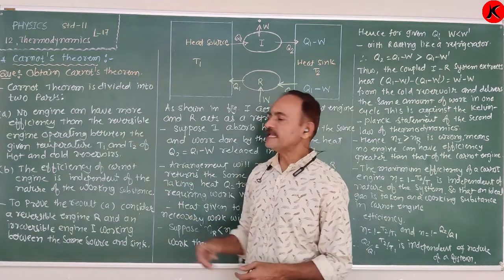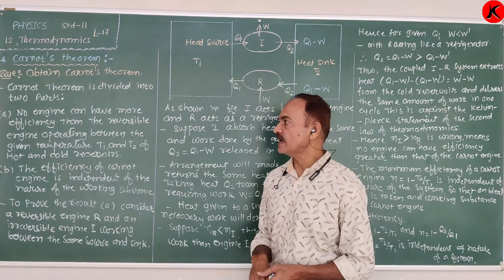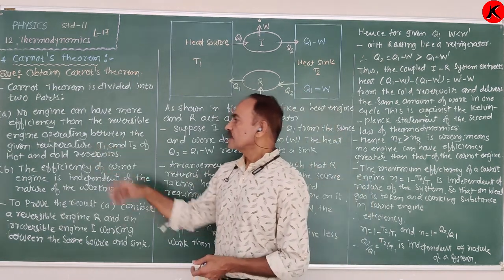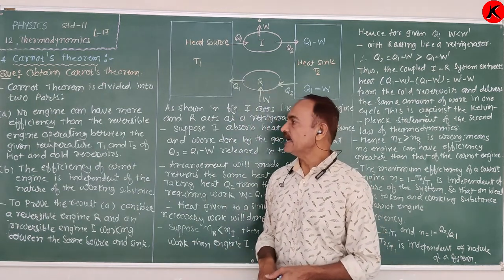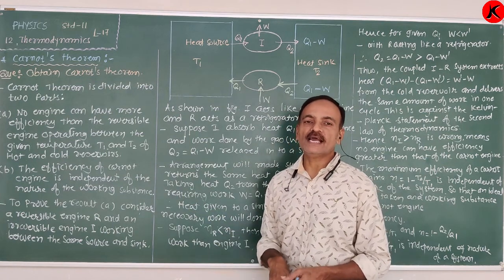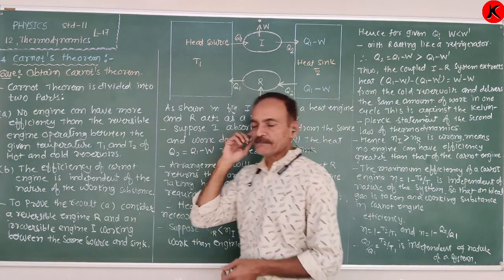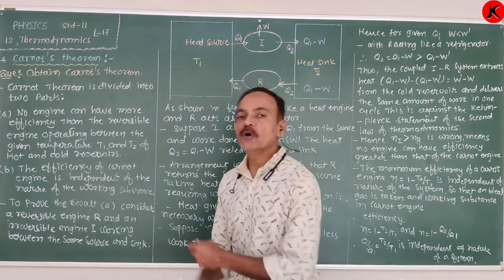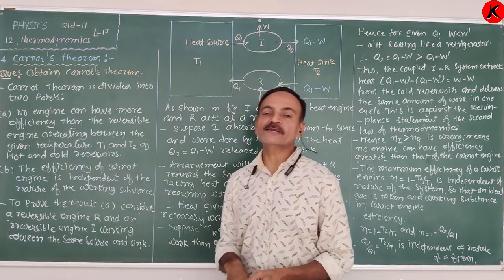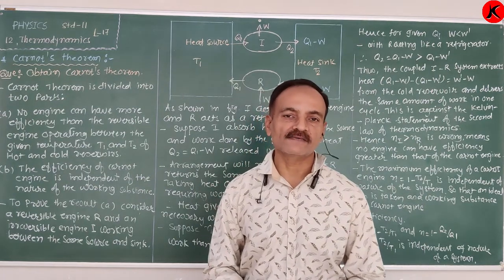Part 1: no engine can have more efficiency than the reversible engine operating between the temperature T1 and temperature T2 of the hot source and also the cold sink. That means, what is the statement? No engine can have more efficiency than the reversible engine operating between the two temperatures T1 and T2 of the hot and cold reservoir.